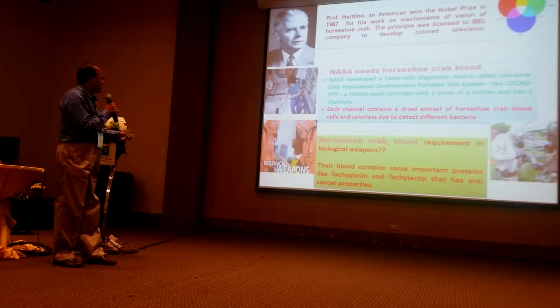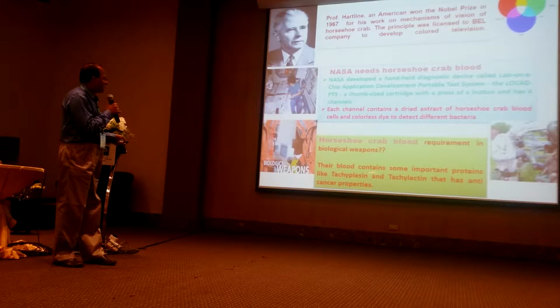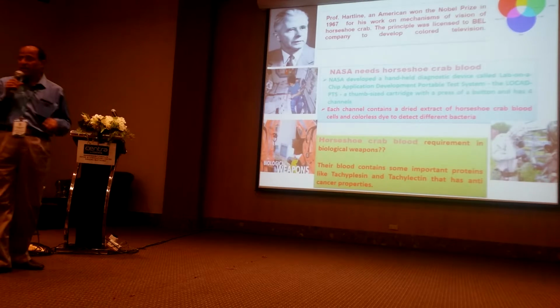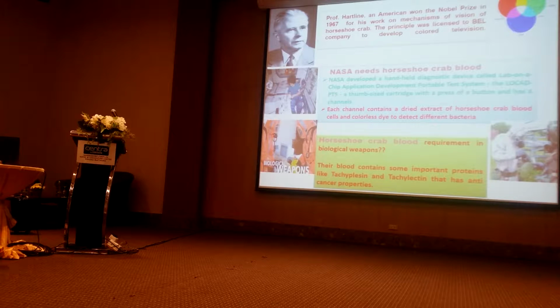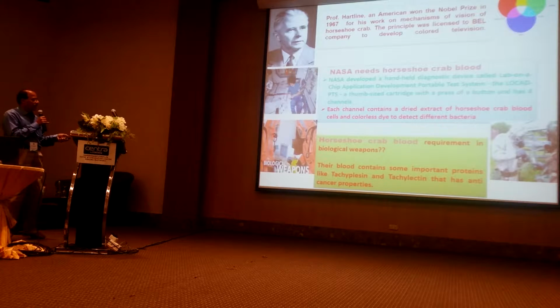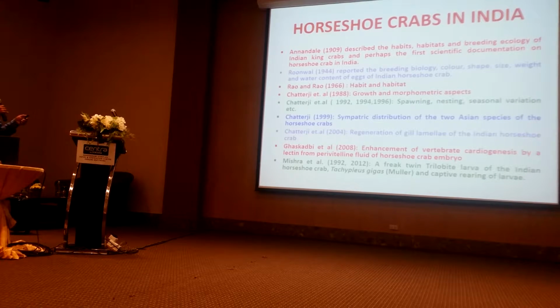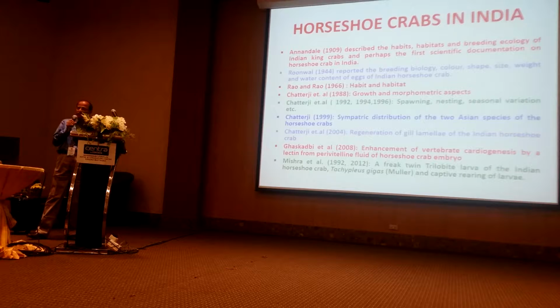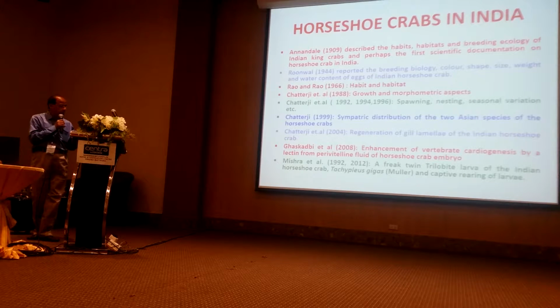And similarly, the blood contains some important proteins like tachyplesin and tachylectin, that have anti-cancerous and anti-enzyme properties also. It has been established by a few groups from China and the US. They have shown that it has some sort of anti-HIV activity or anti-cancerous activity also. So medicinally, biochemically, and from an evolutionary point of view, in all sorts of activities, you can see such an organism.